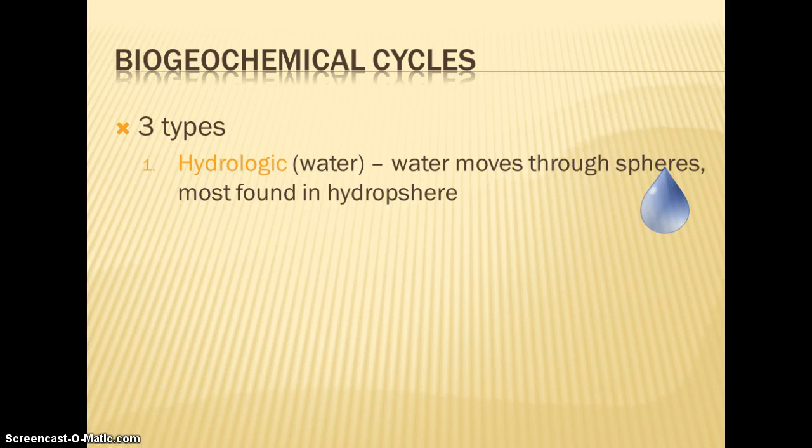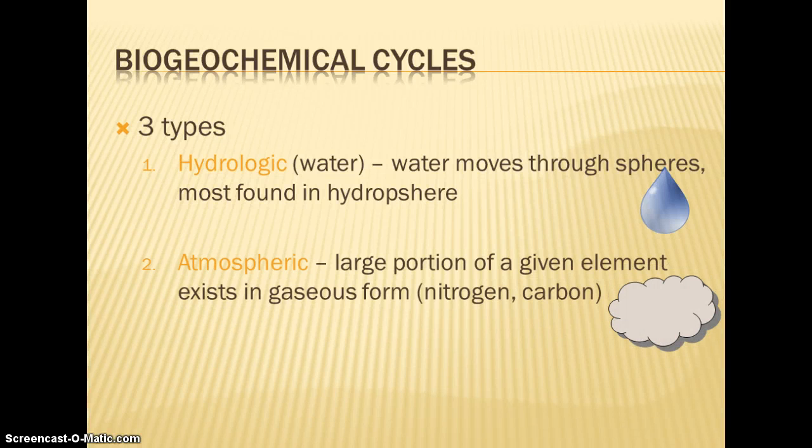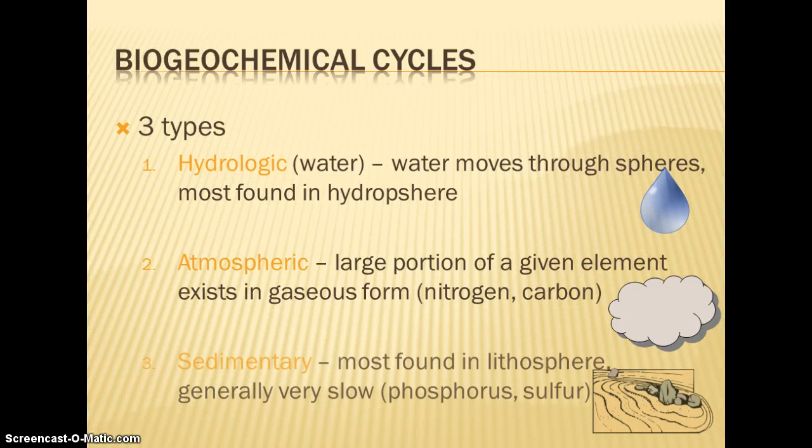So there are three types of biogeochemical cycles. The first is the hydrologic, or water cycle. Water moves through all of the spheres. Most of it is going to be found in the hydrosphere. We have atmospheric cycles, where the largest portion of that given element exists in the gas form. So nitrogen and carbon are going to be our atmospheric cycles. They're also found in the other spheres, but once again, the majority are found in the atmosphere.